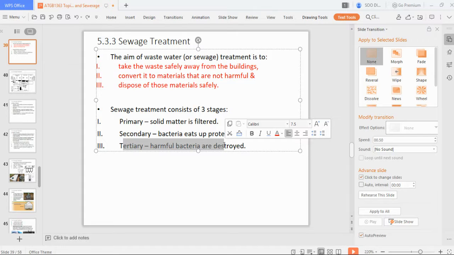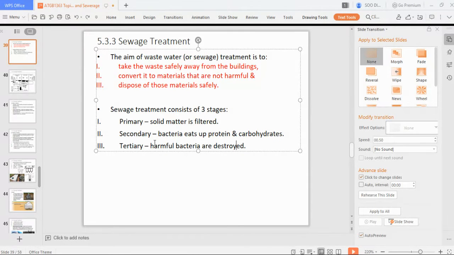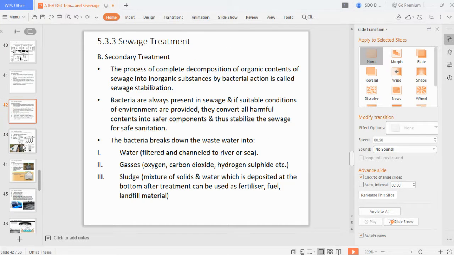it can be a chlorination chamber where chlorine is put into that chamber to destroy the bacteria. This tertiary treatment is not mentioned, so maybe I'll put it in next time.